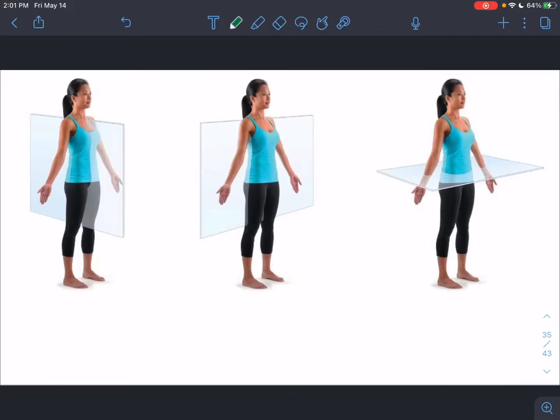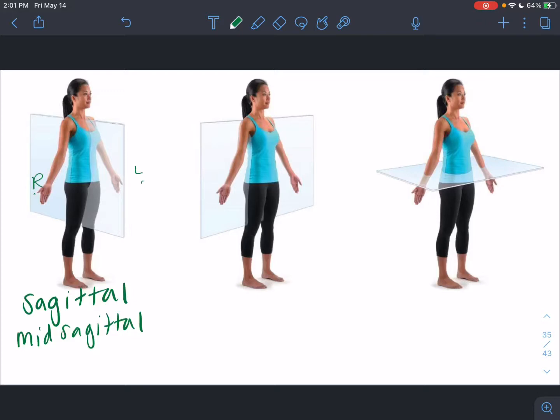Okay, so this first one, we're dividing the body into a left and a right section, right? So that one would be a sagittal. And in this case, it's right down the middle, so we could actually say mid-sagittal for this one, right? Dividing the body into a right and a left.